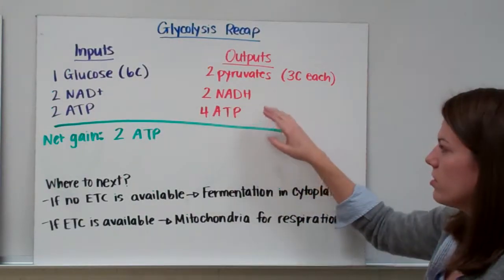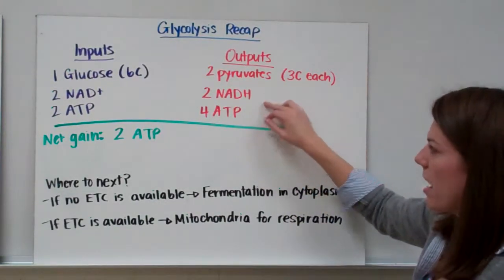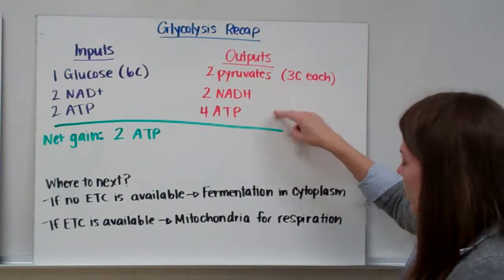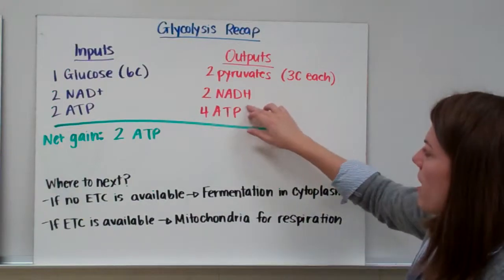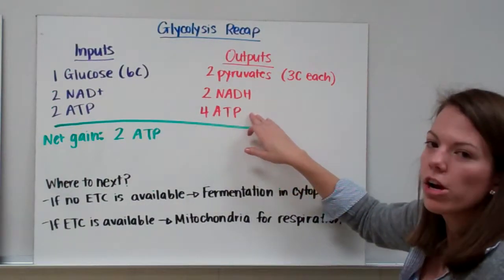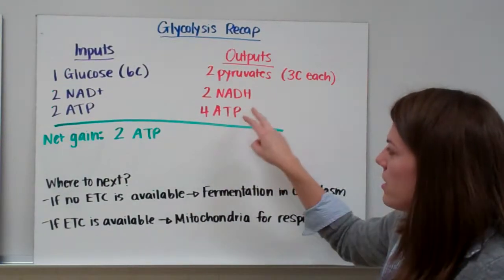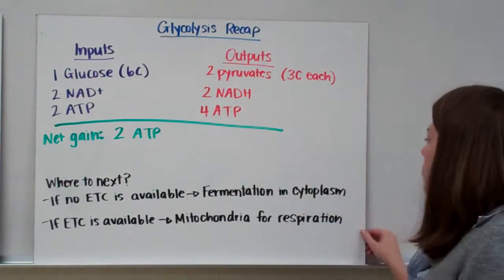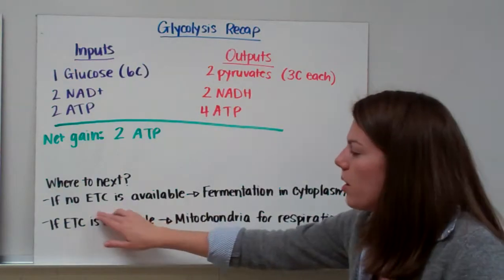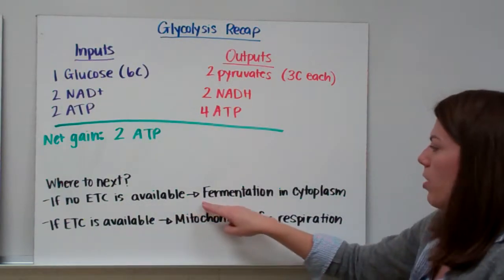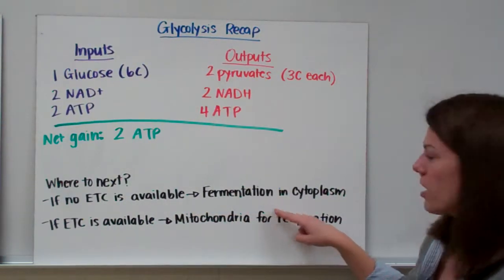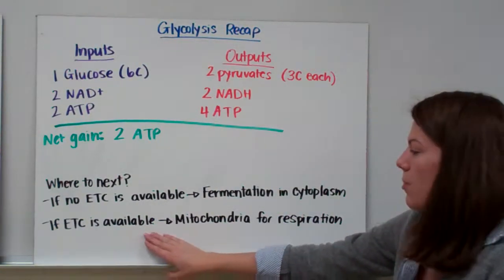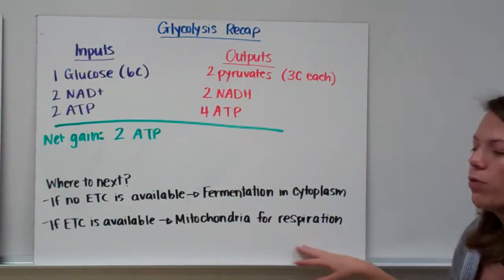Okay, we also produce 2 NADHs. They've gained an electron here, and then we have 4 ATPs. So our net gain of ATP is 4 minus 2, so our net gain is 2 ATP. So the question is, where to next? If there is no electron transport chain available, we'll go through fermentation next, and fermentation happens in the cytoplasm. If there is an electron transport chain available, we will now enter the mitochondria for respiration.